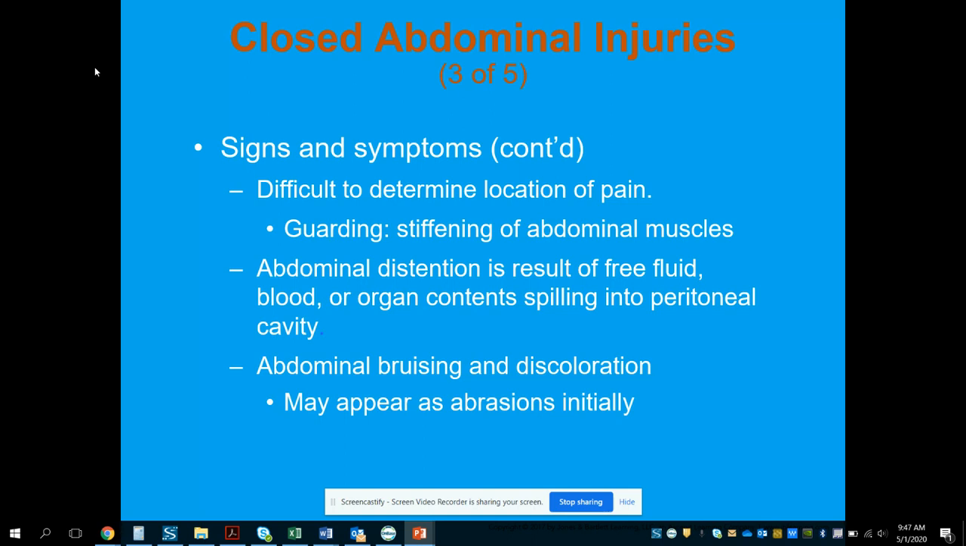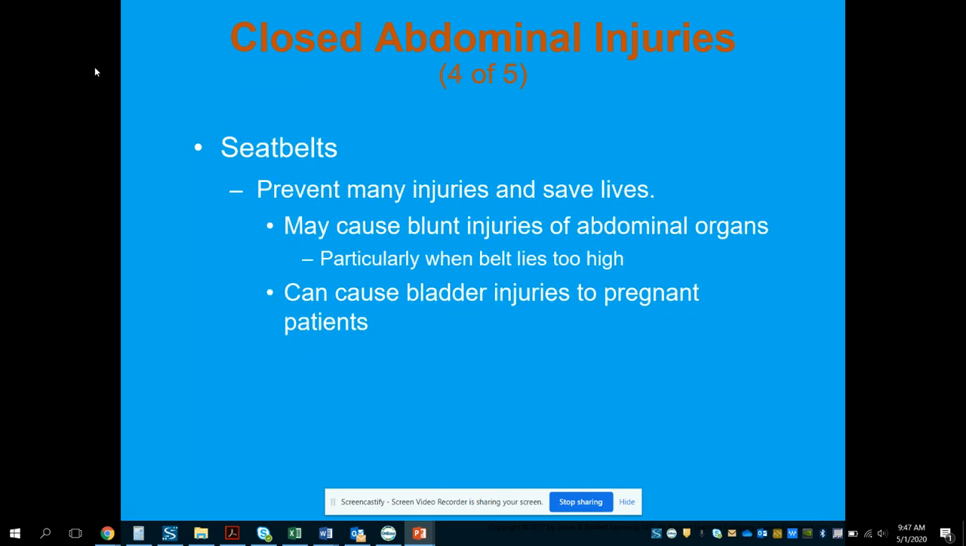Abdominal distension can happen from free fluid, blood, or organ contents spilling into the peritoneal cavity, so that's swelling there, but it's also very firm. Abdominal bruising and discoloration can happen. You might see abrasions initially, so thinking about like a seatbelt injury, you might see that initial small breaking to the skin or scraping of the skin, but then as you continue your transport, you might start to see discoloration or bruising happening as bleeding is beginning to accumulate underneath the injury site. So that might not be something you can see initially.